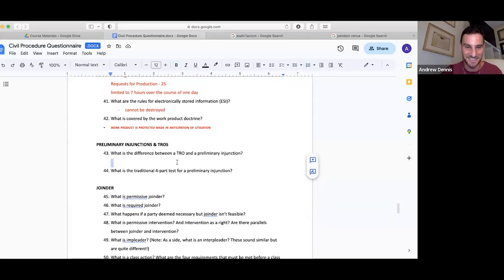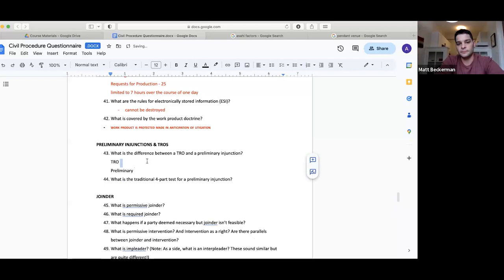All right. What is the difference between a TRO and a preliminary injunction? Yeah, so that's what TRO stands for. Temporary restraining order. So it's not literally a restraining order. It's not always like, oh, you have to be 100 feet from this person. It usually means you have to refrain from doing this action. It's basically like a pre-injunction. And yes, a TRO can only last for 14 days, but it can also be extended for another 14 days. But anything longer than that is considered a preliminary injunction, which is more difficult to get.